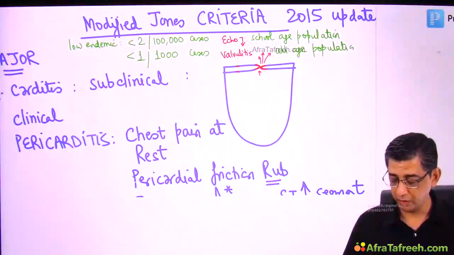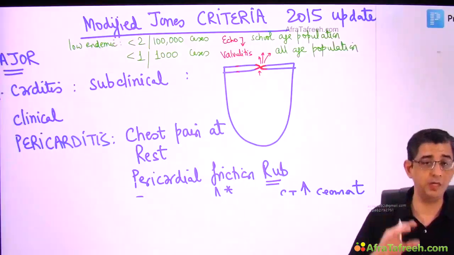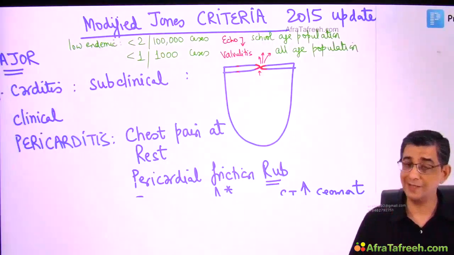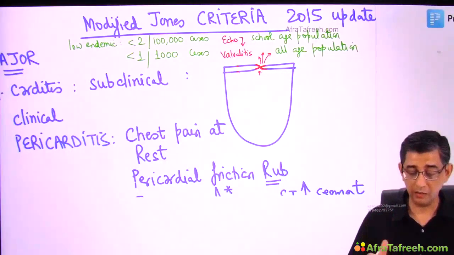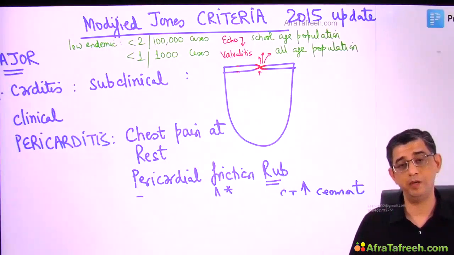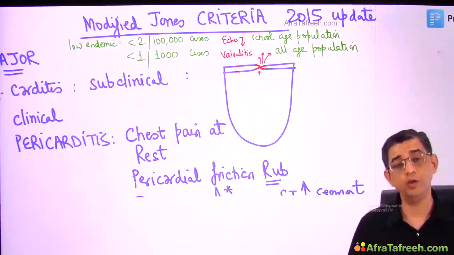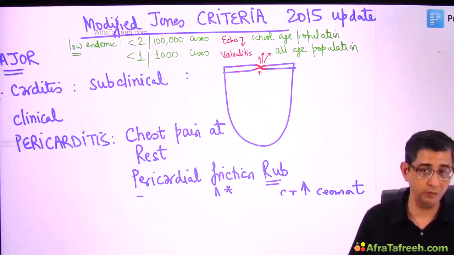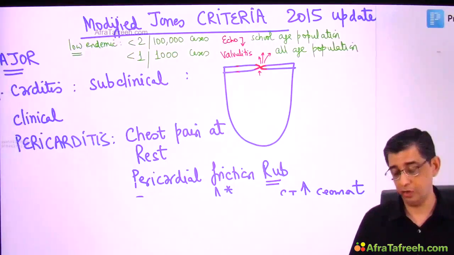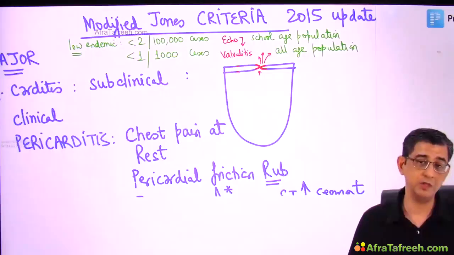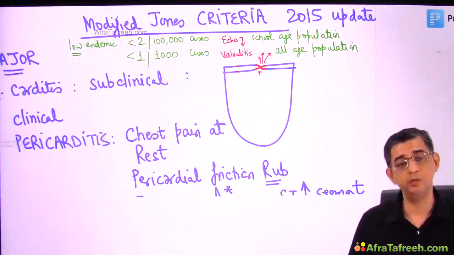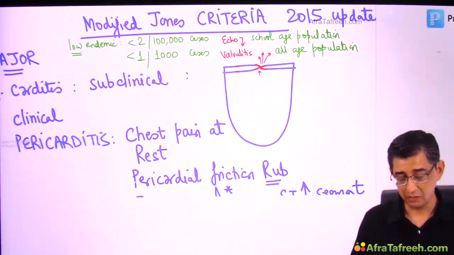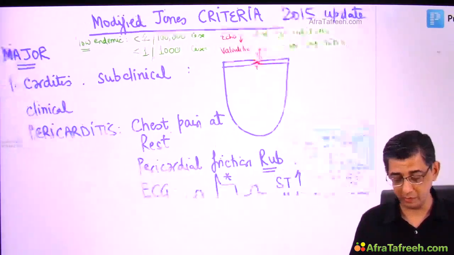The meaning of the word low endemicity is less than 2 slash less than 1. If it is given as less than 2, it is going to be per 100,000 of the school age population. If it's going to be less than 1, it's the all age population. So either of the two values can be given in the question, and you have to be aware of both of these. Otherwise, the disparity usually comes up: sir, you said 2, somebody else said 1, or vice versa. So I've just tried to clear up that particular part.